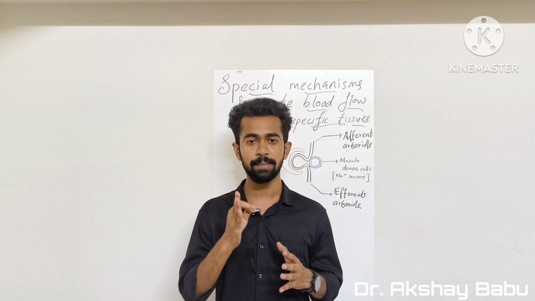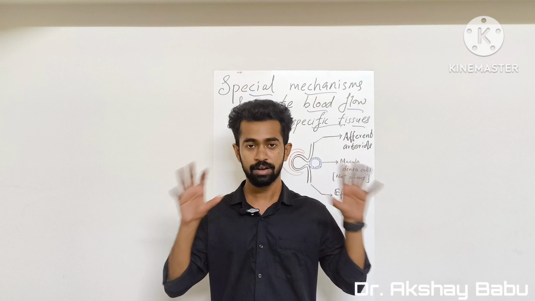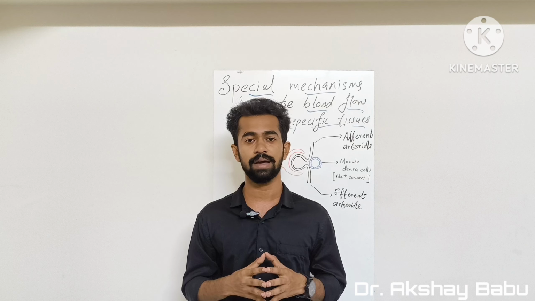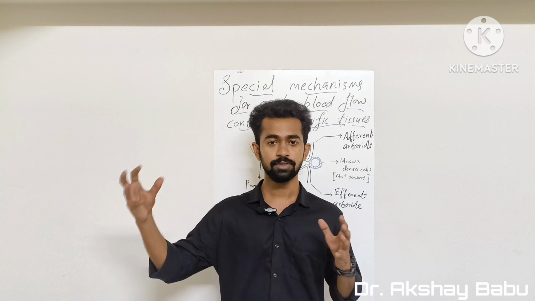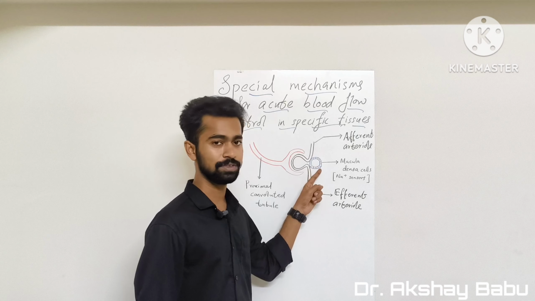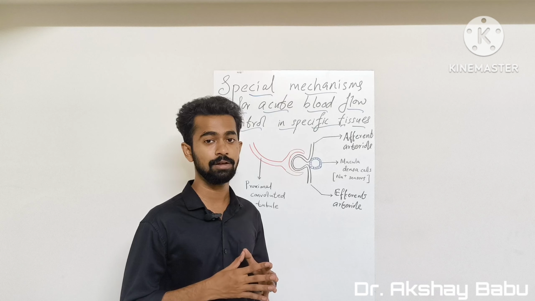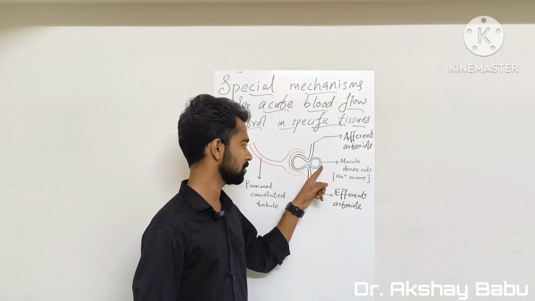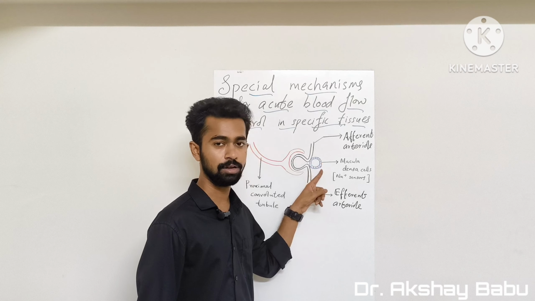Coming to the topic special mechanisms for acute blood flow control in specific tissues. In kidneys, blood flow is controlled to a great extent by a mechanism known as the tubuloglomerular feedback mechanism. Here, the composition of the fluid is detected by a special epithelial structure present in the early distal tubule, and that special epithelial structure is known as the macula densa. So this is the macula densa. These are sodium sensors, and this is a special epithelial structure.